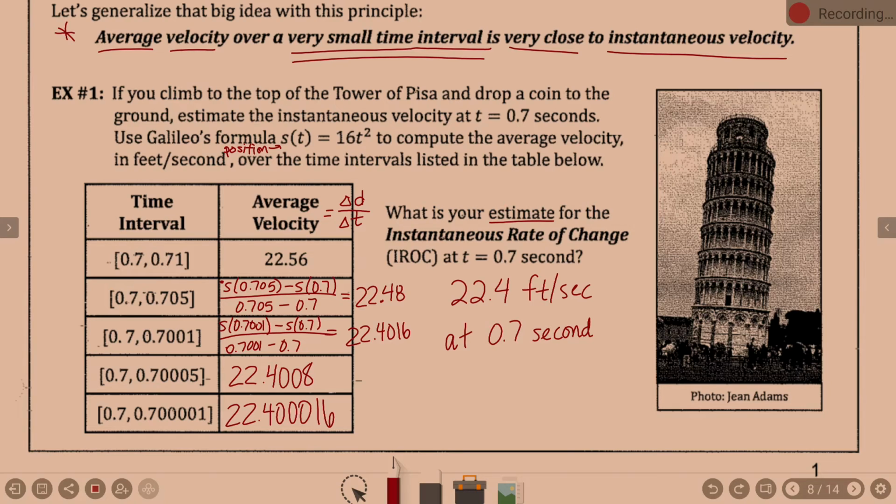Common abbreviations, okay? Calc has certain abbreviations that you can always use. They're kind of universal. IROC is going to be instantaneous rate of change. What if I say AROC? Average rate of change. Those are universal. That's something you could write on the AP test because that is universal. IROC and AROC, okay?